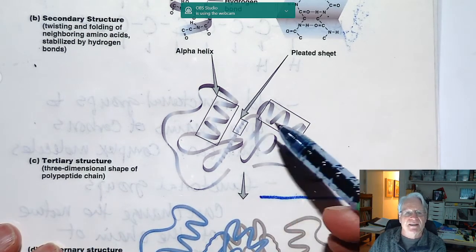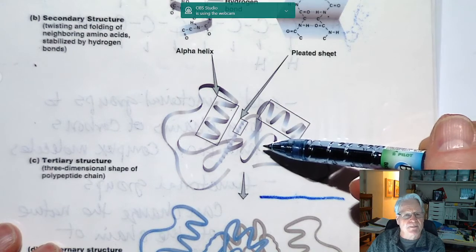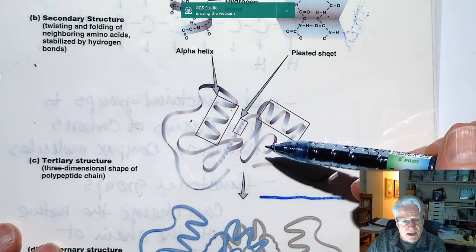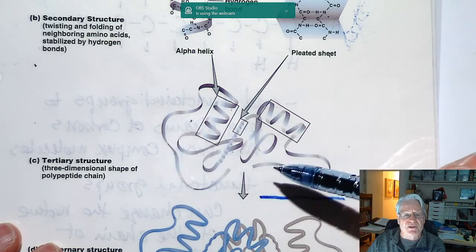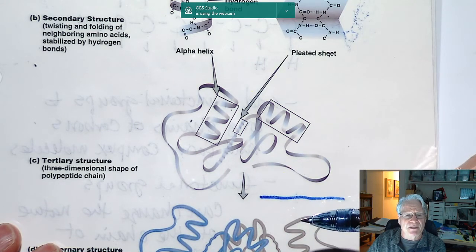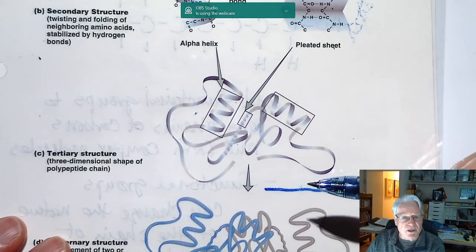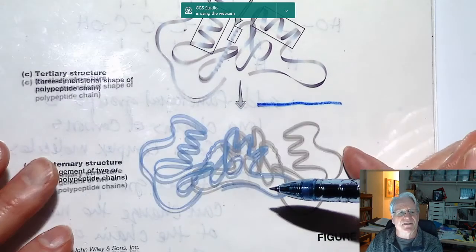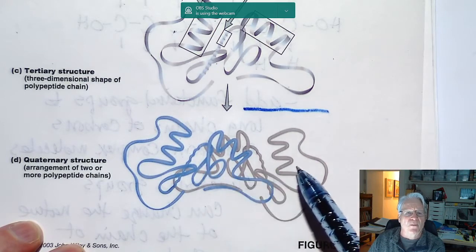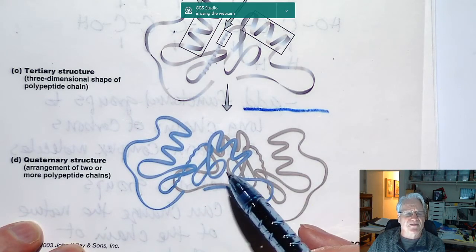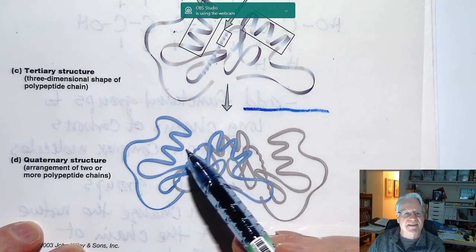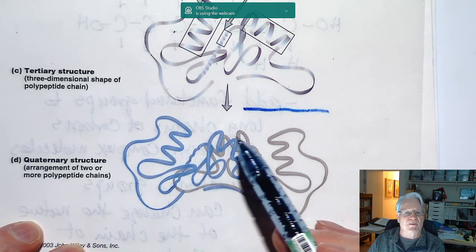And as I mentioned, this is where functionality rears its ugly head. In the protein, once we form this three-dimensional shape, that protein is ready to go and do whatever job it's designed to do. Some proteins take on this shape, which is the quaternary structure, which we talked about, where we have two or more polypeptides forming a single large molecular protein. And this one then is the functional form of that protein.